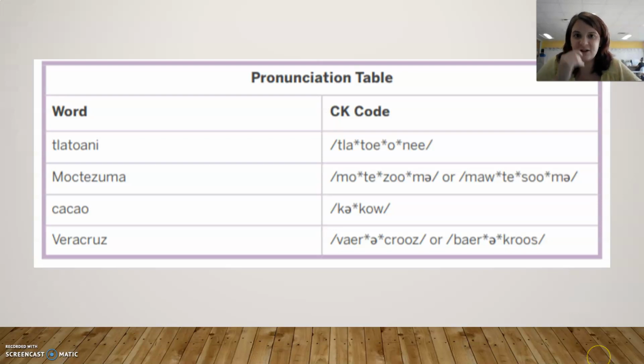So this is our pronunciation table for today. I know that the language is a little bit tricky in these chapters, so this is just to help you out a little bit. So I believe the first one is Tatonoi. The next one is Montezuma. The other one is Cacao, and the other one is Veracruz. Again, try to pronounce it the best you can. It's difficult for us as well. Just do your best.